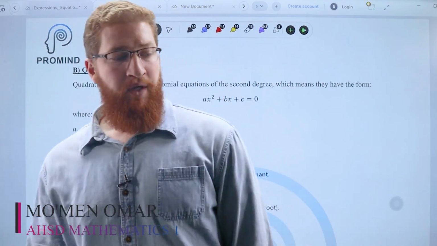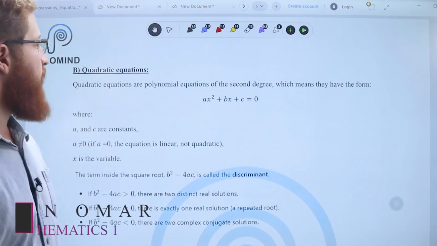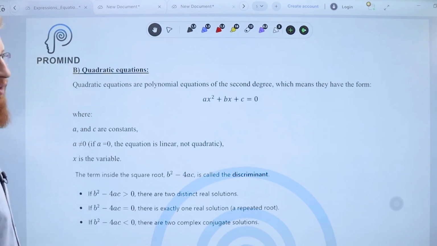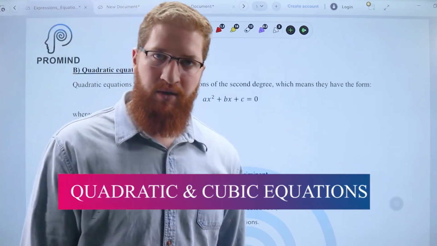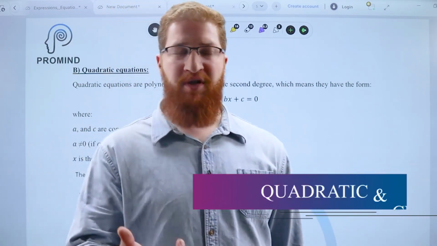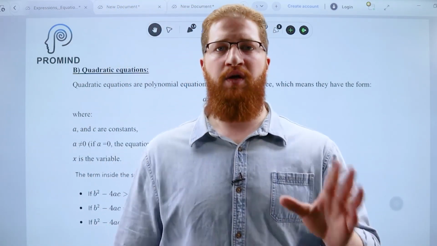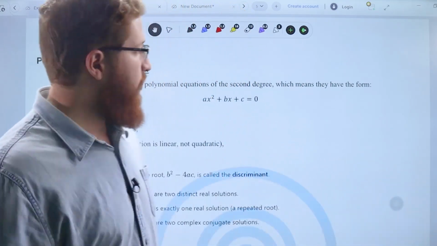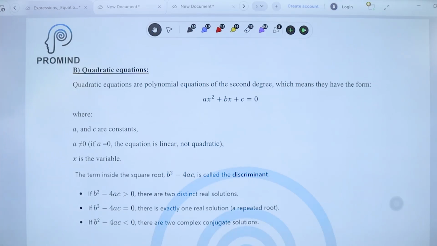Assalamu alaikum. In this lesson, we're going to talk about the other kind of equations, quadratic and cubic equations. And this lesson will be actually pretty easy because we will be focusing on using the calculator in solving these kinds of equations.